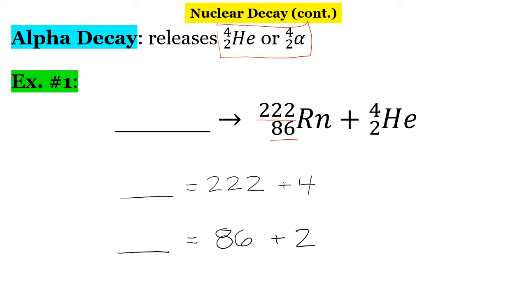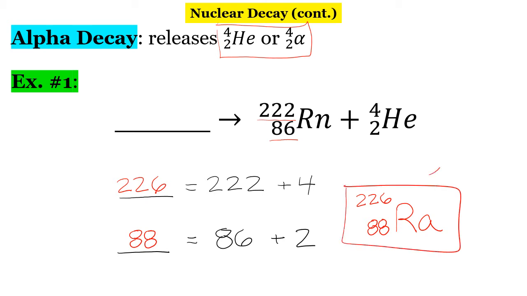All right, so 222 plus 4 is 226. And then 86 plus 2 is 88. If we go and look up 88 on the periodic table, that is radium, Ra. And when we go to write this out in the correct notation, it's going to be 88 on the bottom, the number of protons, and then 226 is going to go up top. This would fill in our blank right here. Just didn't have enough space. All right, let's look at the next one.